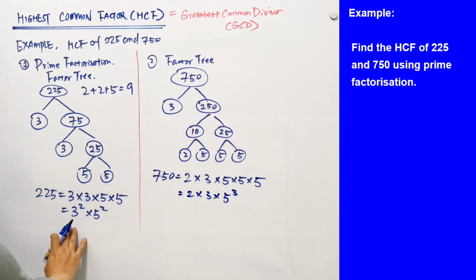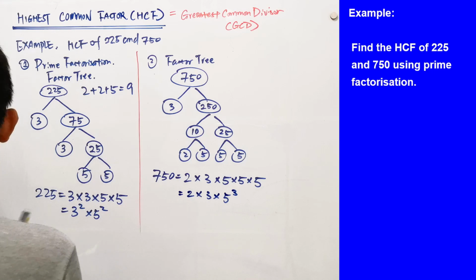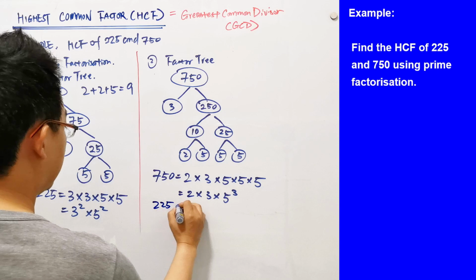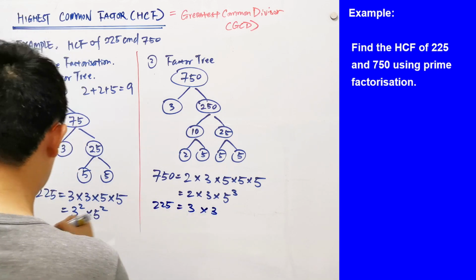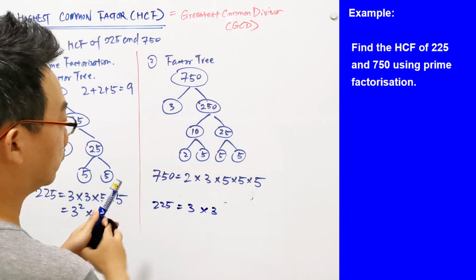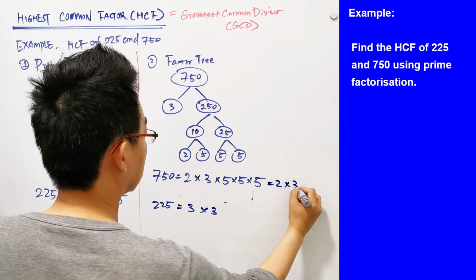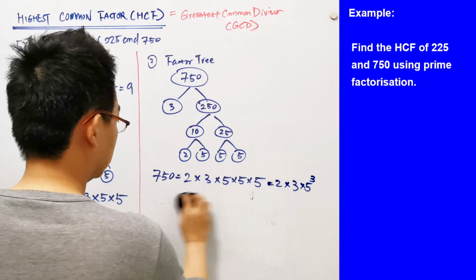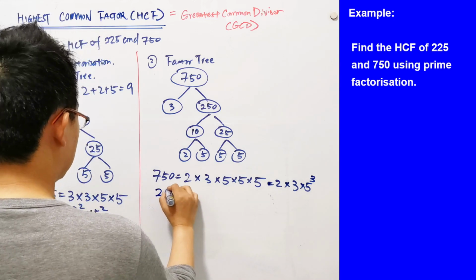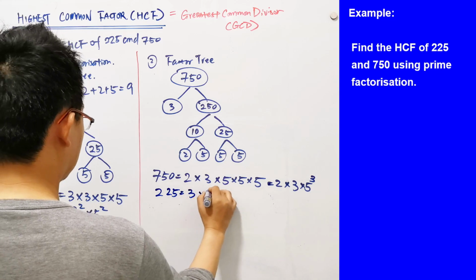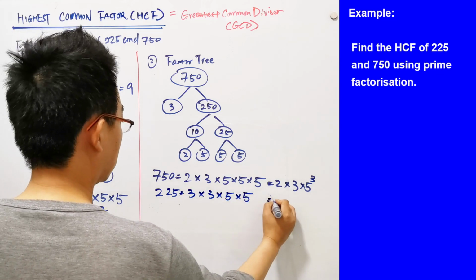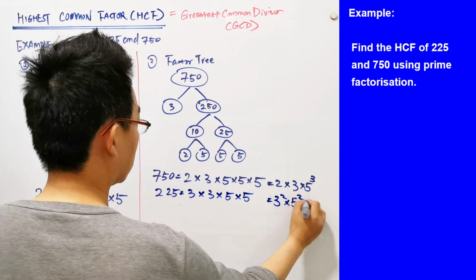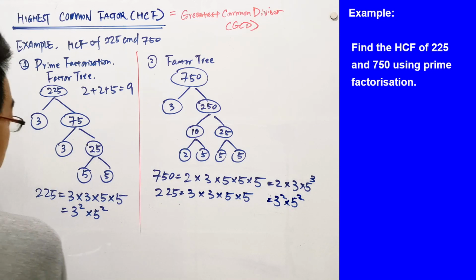Okay, so let's compare these two. Let's put them together to visualize how we can compare these things. 225 equals 3 times 3 times 5 times 5. Let's just compare these two. Okay, so let's remove it.